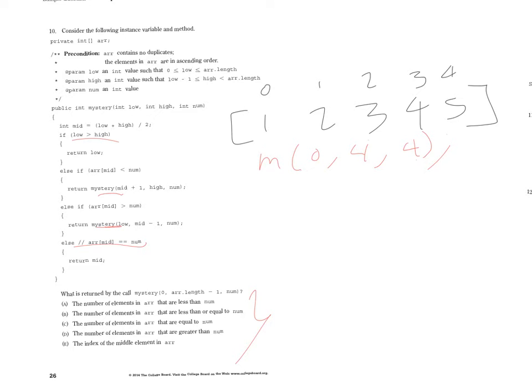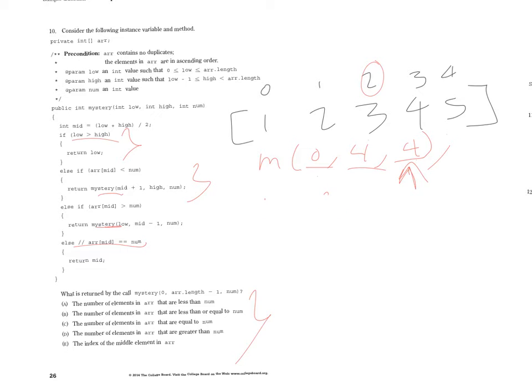And so let's take a look at what happens if I call mystery with these arguments 0, 4, and 4. First things first, is this base case, low greater than high? In this case it is not. 0 is less than 4. And then this condition says if you take the middle value, which is low plus high divided by 2, our mid value is going to be 2. So if you go to index 2, is that less than the number you're looking for? In this case it is.